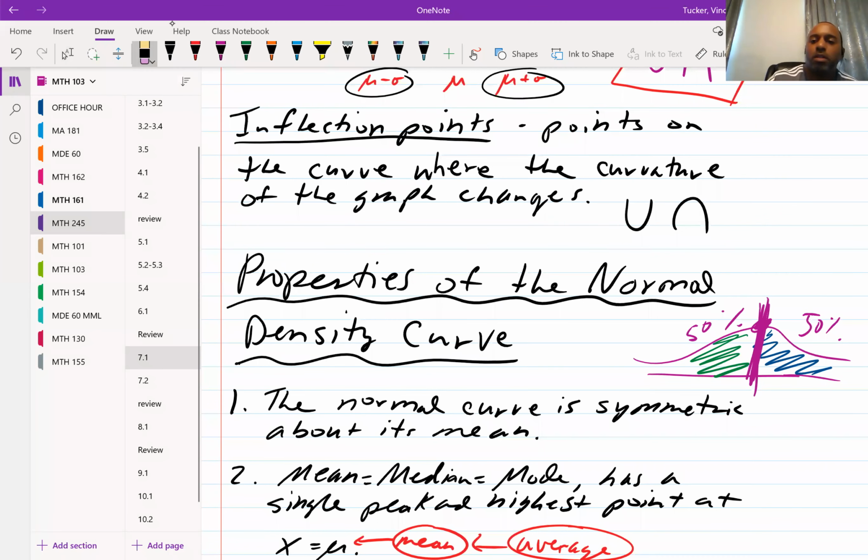So the normal curve is symmetric about the mean. I believe we talked about that before. When we first talked about the normal curve, your mean is in the middle. 50% of your data is to the right of the mean. 50% of the data is to the left of the mean. So if it's symmetric about the mean, that means the mean is in the middle and it reflects. So whatever's going on the left side is going on the right side as well.